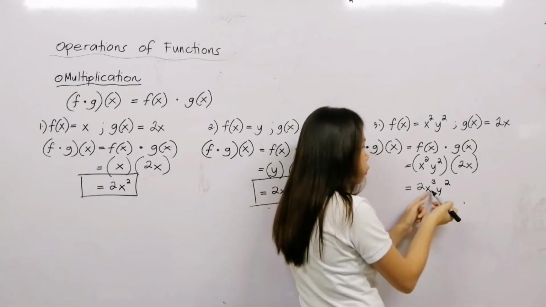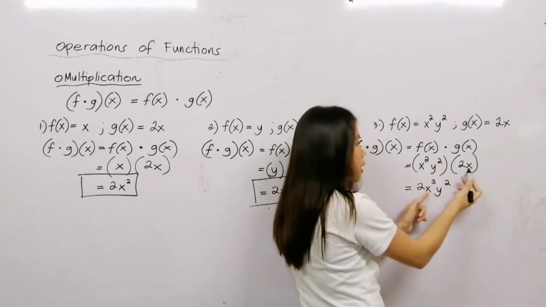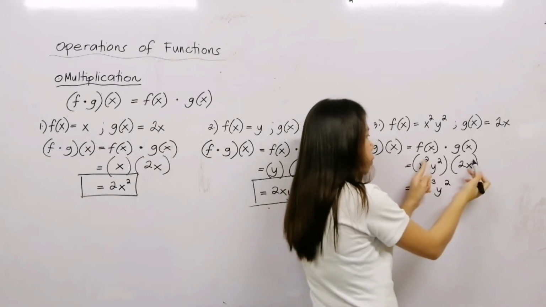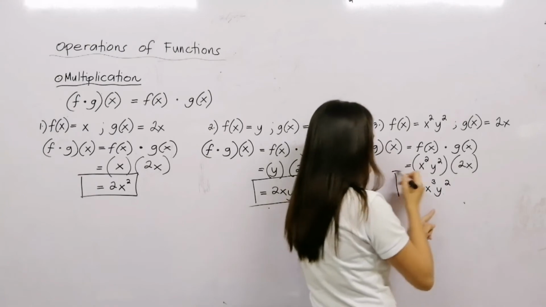X cubed, saan ito galing? You know, we have here x squared, and we also have here x. So we copy the variable and we add the exponent. This would be x cubed, we copy y squared. Final answer.